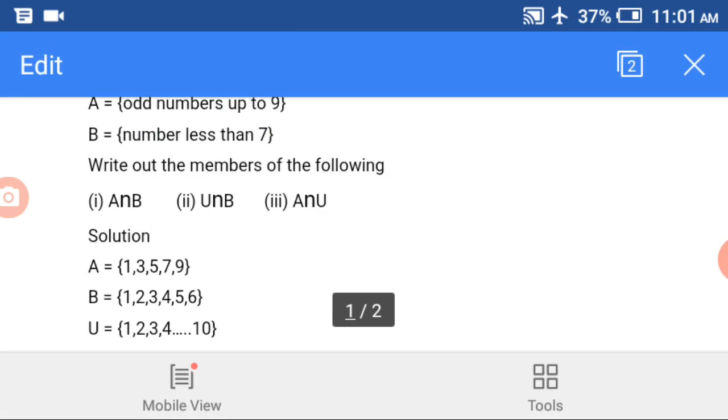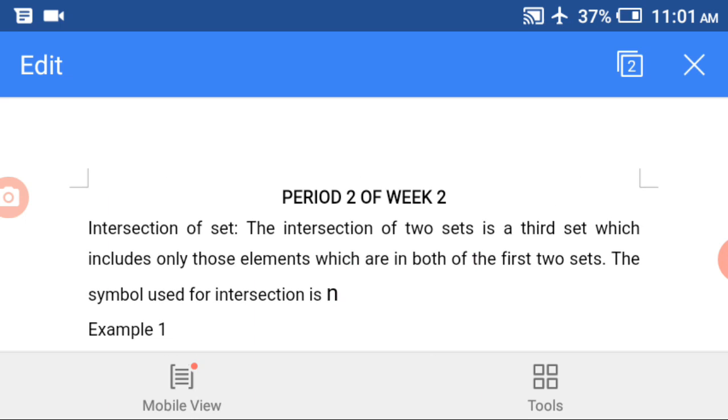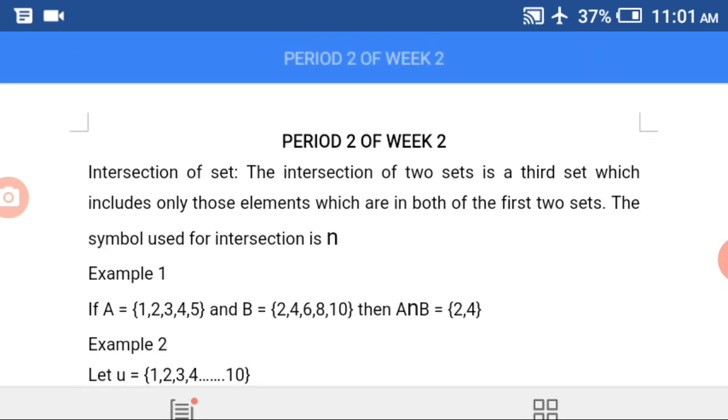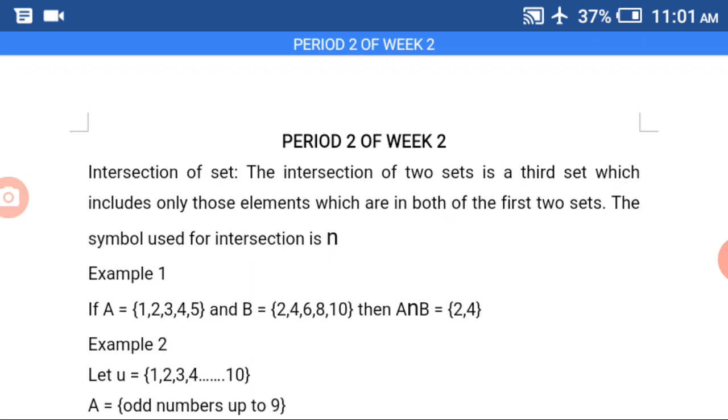Is that clear? So that is where we are going to stop for today. But so far, we have been able to define intersection of sets as the third set which includes all those elements which are in both of the first two sets. And the symbol is given as ∩. And we gave 3 examples on it. Are we together? So inshallah, this is where we are going to stop for today.